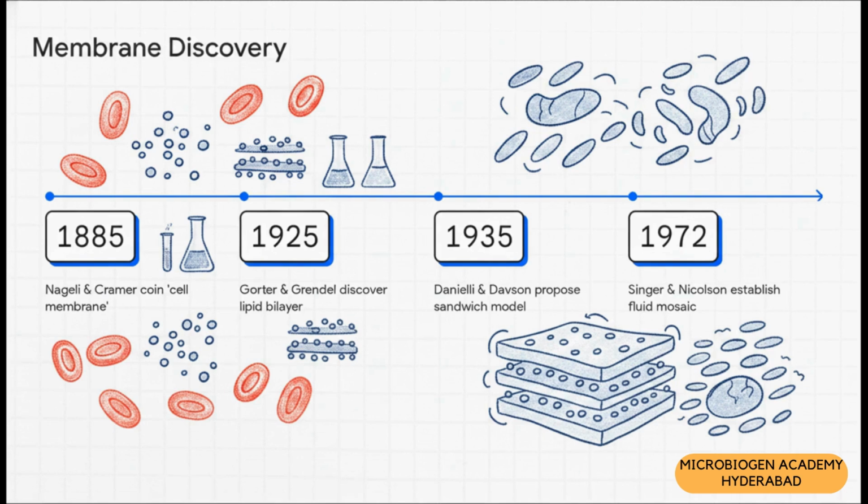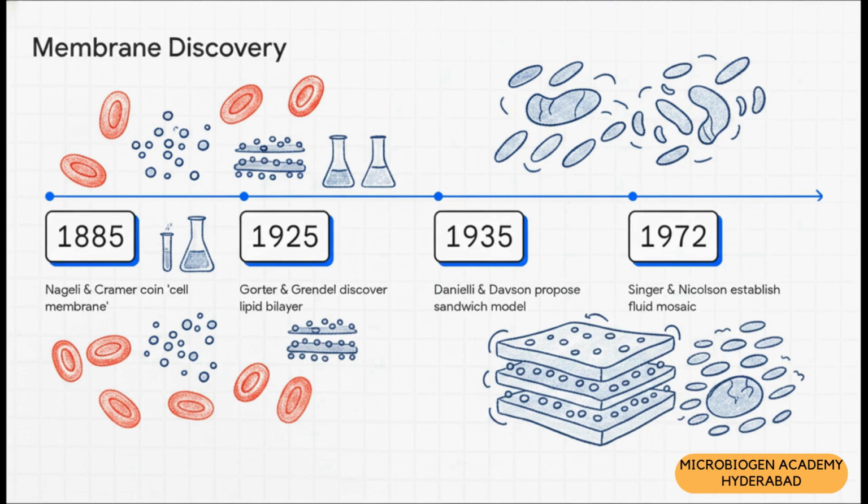They used mammalian red blood cells, erythrocytes, because these cells don't have nuclei or internal membranes. It makes it super easy to isolate pure plasma membrane. By extracting the lipids and spreading them out, they realized the surface area was exactly twice that of the cells themselves. Boom. Proof that the membrane had to be a double layer.